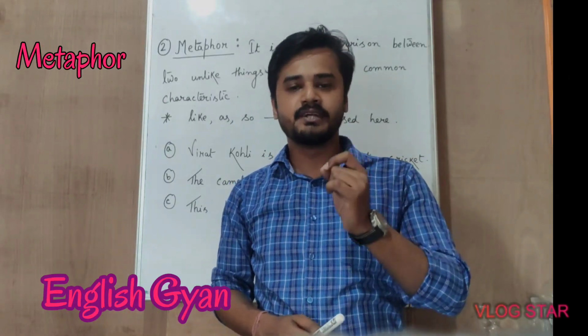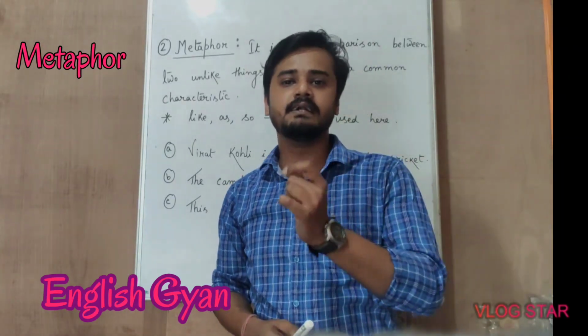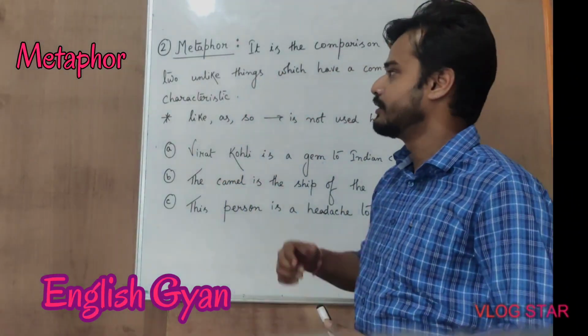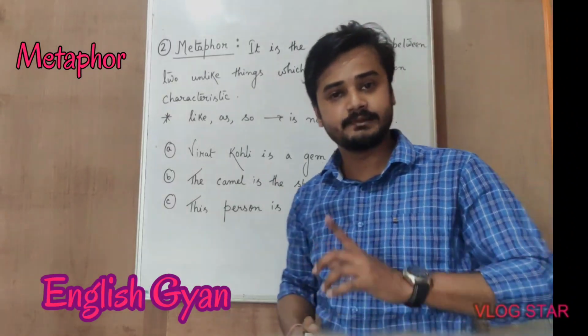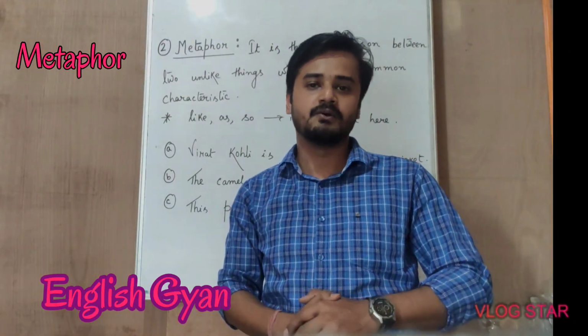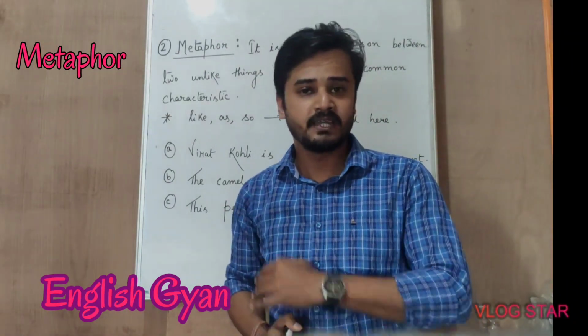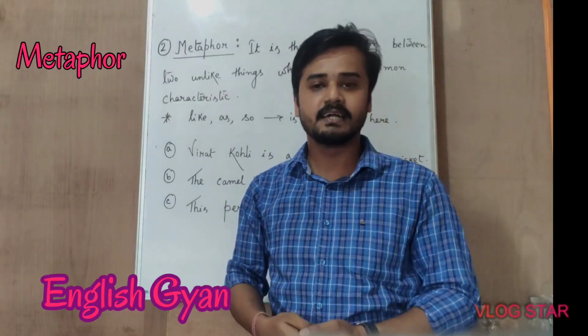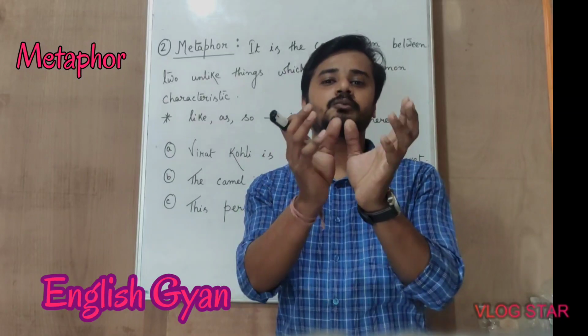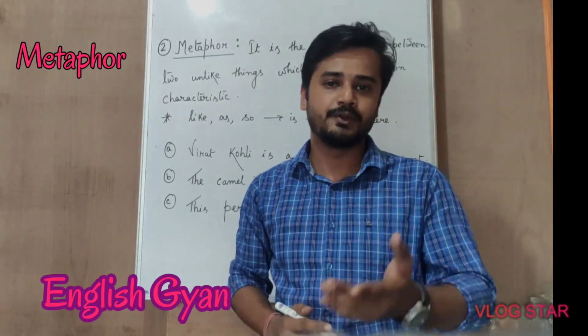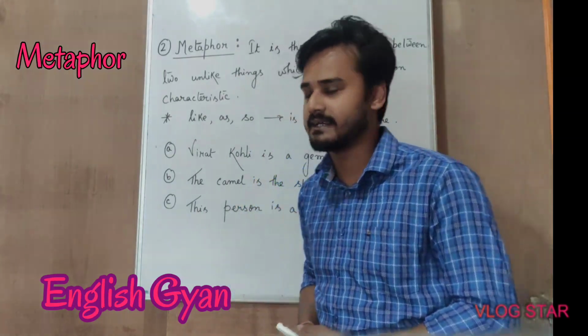But there is some difference between metaphor and simile. In metaphor, we don't take the help of the words such as like, as or so, but in simile, we took the help of words such as like, as and so. In metaphor, it is again the comparison between two unlike things so that we can bring in the common characteristic or quality between those things. Now let's have a look at the examples.